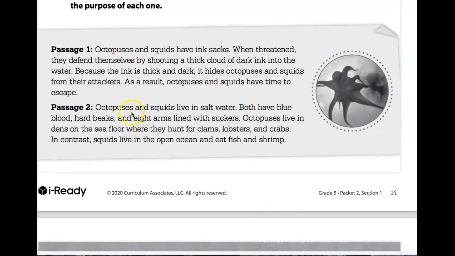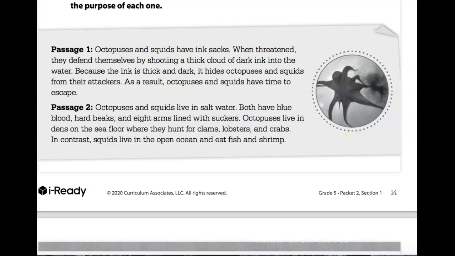All right, so passage 1 says, octopuses and squids have ink sacs. When threatened, they defend themselves by shooting a thick cloud of dark ink into the water. You can see that in that illustration there. Because the ink is thick and dark, it hides octopuses and squids from their attackers. As a result, octopuses and squids have time to escape.